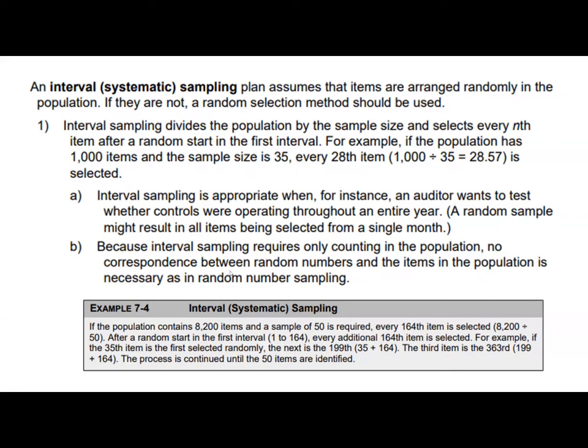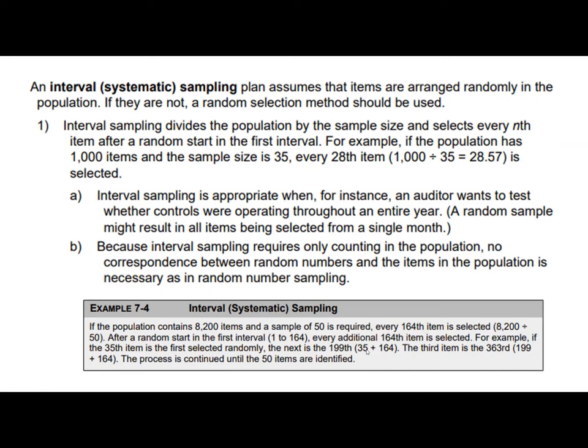Okay. Now let's say, for example, before I go to this, if the population contains 8,200 items and a sample of 50 is required, that means 8,200 divided by 50, so every 164th item has to be selected. Your first item, you can choose anything between the first and 164th. For example, the first item chosen is the 35th item. That is the first item that you're going to include in the sample. Then the interval is 164.